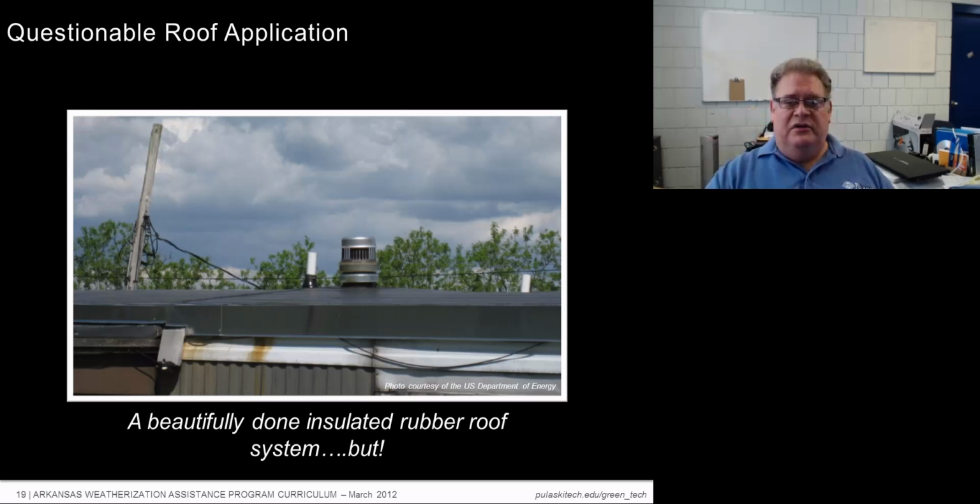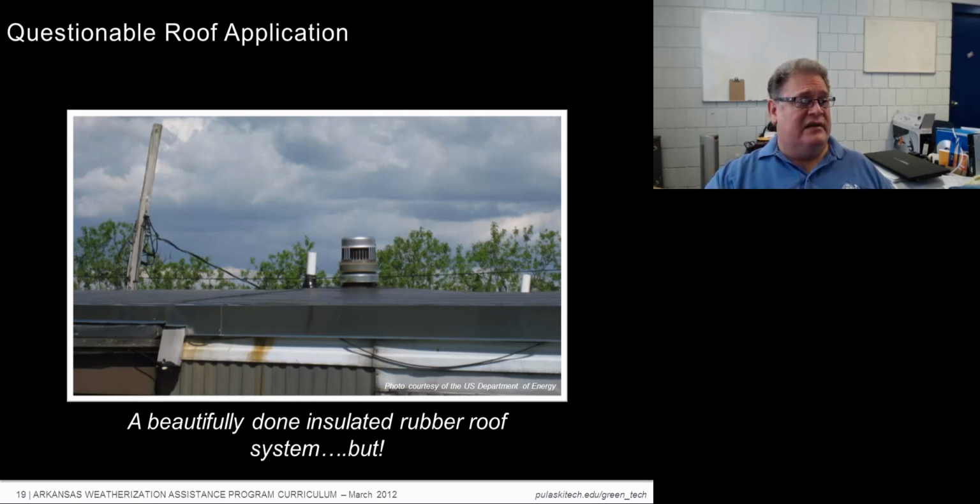Now here we have a beautiful roof, a beautiful job. However, how are we paying for this? If this is under the WAP, how are we paying for this? All right. Let's talk about this. This is an insulated EPDM roof. It's a rubber roof. It was not modeled in the building audit, and therefore it's not cost justified.